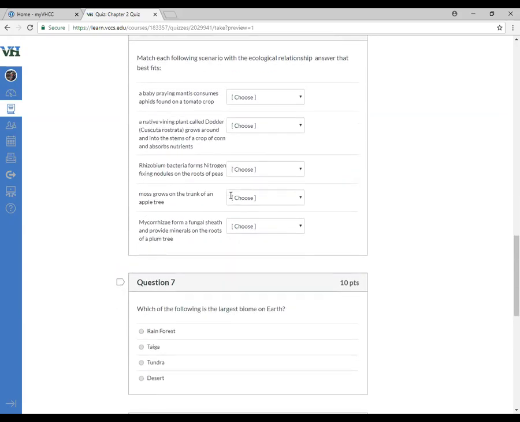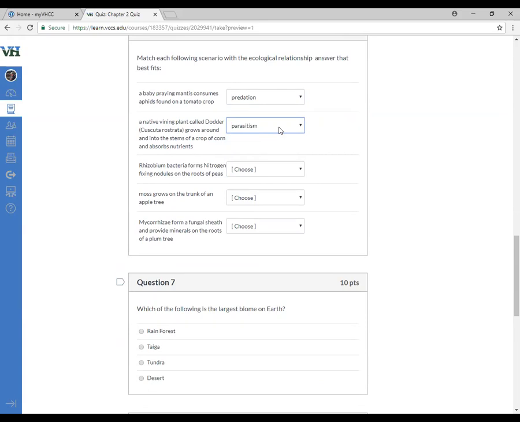So, match each of the following scenarios with the ecological relationship answer that best fits. A baby praying mantis consumes aphids. That would be predation. A native vining plant called dodder, Cuscuta rostrata, grows around and into the stems of a crop of corn and absorbs its nutrients. That would be parasitism, right? Because it's actually taking those nutrients away from it.